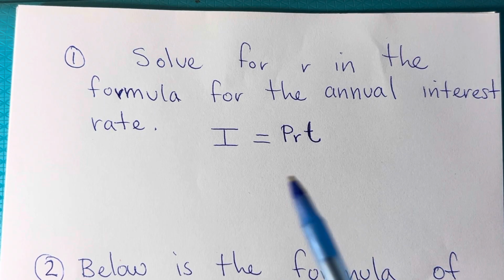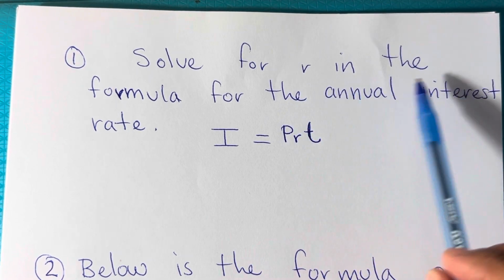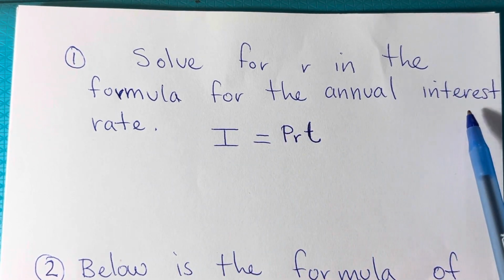So in some of these cases, they just give us formulas, but it will be nice to know what they represent. So I'm going to share some information about it, although we're not going to go into depth with each one. So in here, for number one, it says solve for R in the formula for the annual interest rate.